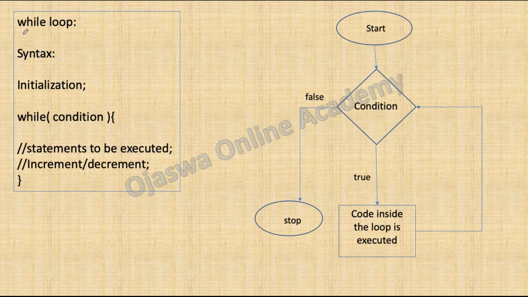Now the next loop is the while loop. The working of a for loop and a while loop is almost similar. There is a syntactical difference. The syntax for a while loop is that the initialization of the variable is done before the loop is defined.